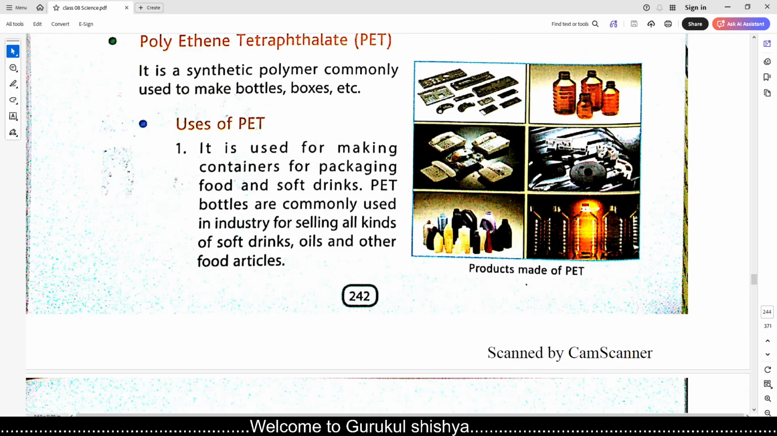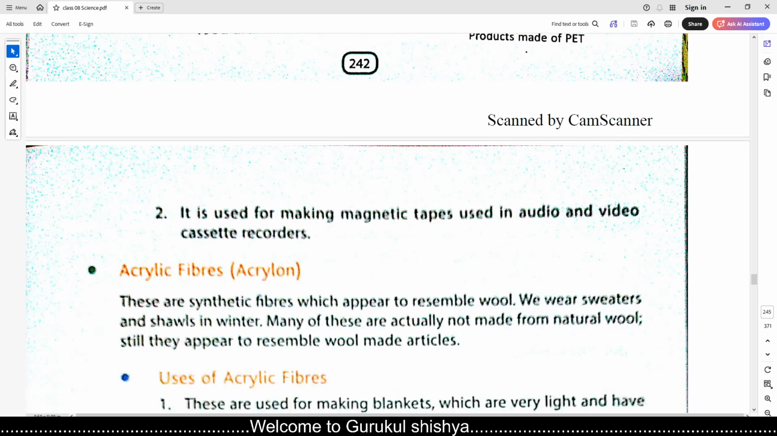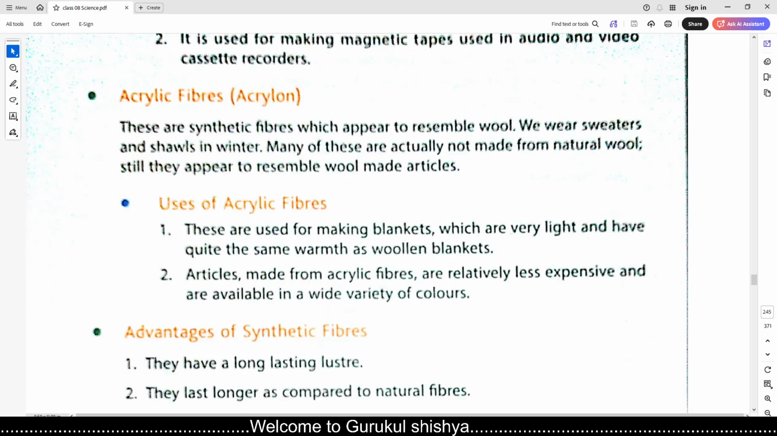Uses of PET. It is used for making containers for packaging food and soft drinks. PET bottles are commonly used in industries for selling all kinds of soft drinks, oils, and other food articles. It is used for making magnetic tapes used in audio and video cassette recorders.